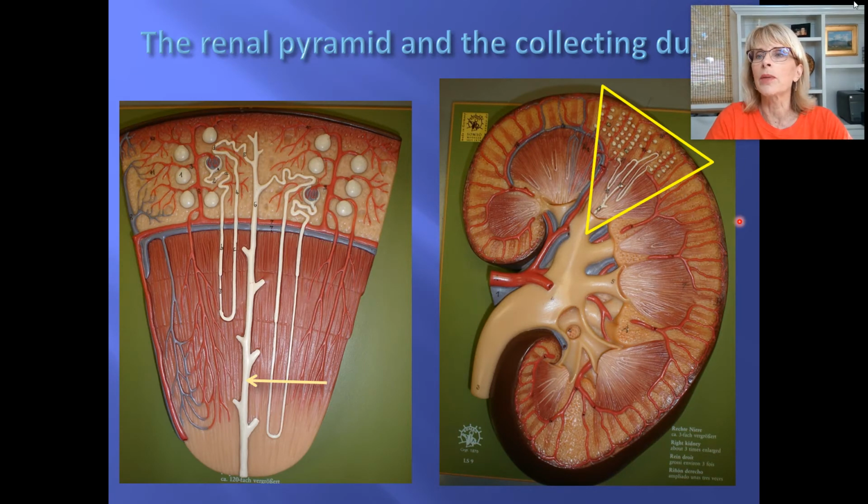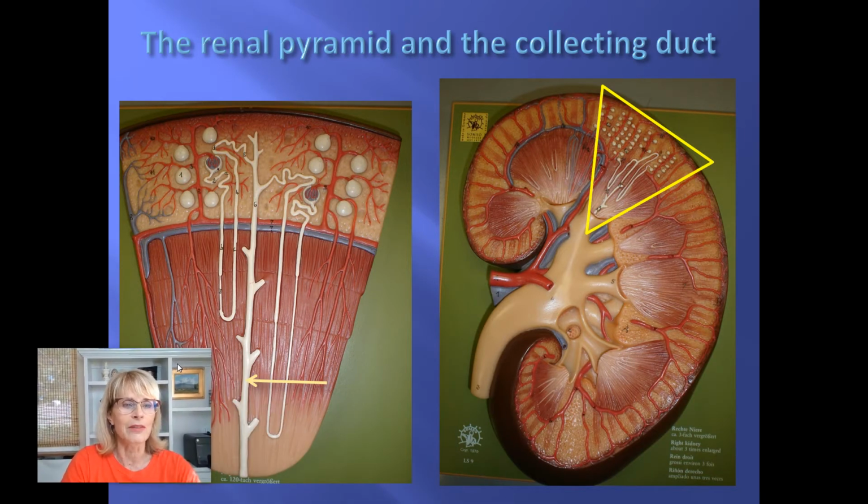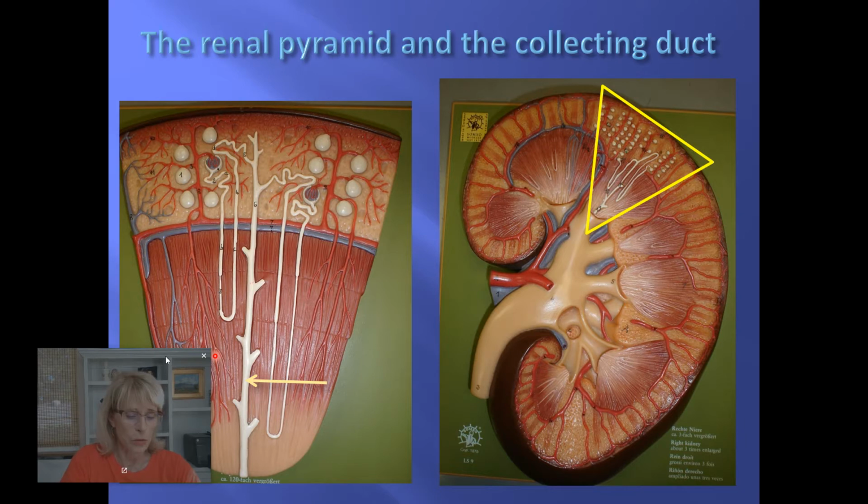So the renal pyramid and the collecting duct. When you were learning the anatomy of the kidney, you learned that there was this outer portion called the renal cortex, and then from the arcuate arteries and veins on inward, this was called the medulla, and that there were structures in the medulla that are known as renal pyramids. Those renal pyramids are super important.